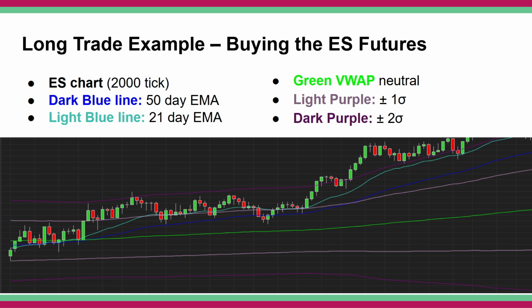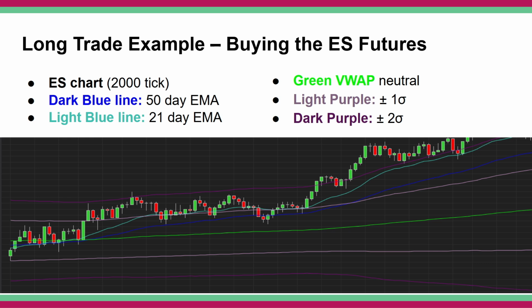Before anything, I do want to mention a few things. First, this is going to be the ES chart. The dark blue and the light blue lines are exponential moving averages: the 21-day EMA, which is the light blue, and the 50-day EMA, which is the dark blue. They help identify short-term trend shifts. An EMA measures trend direction over a period of time, in this case 21 and 50 days. When the 21 EMA crosses below the 50, that's a potential signal of bearish momentum entering the market, and when it goes above, it signals a potential bullish market.